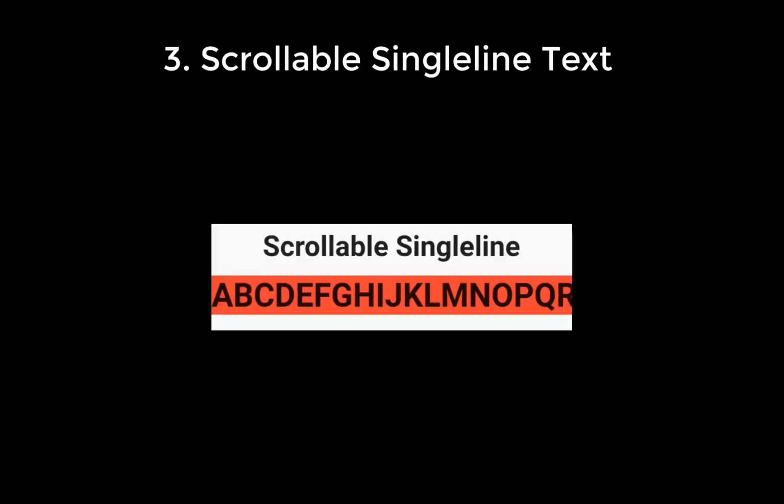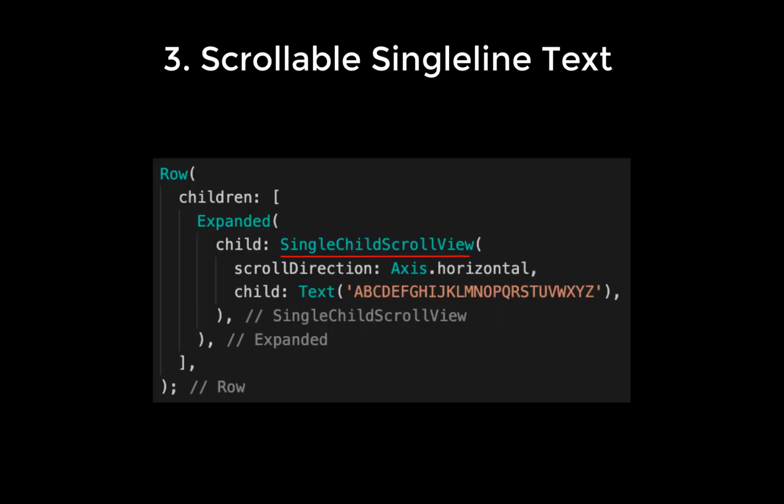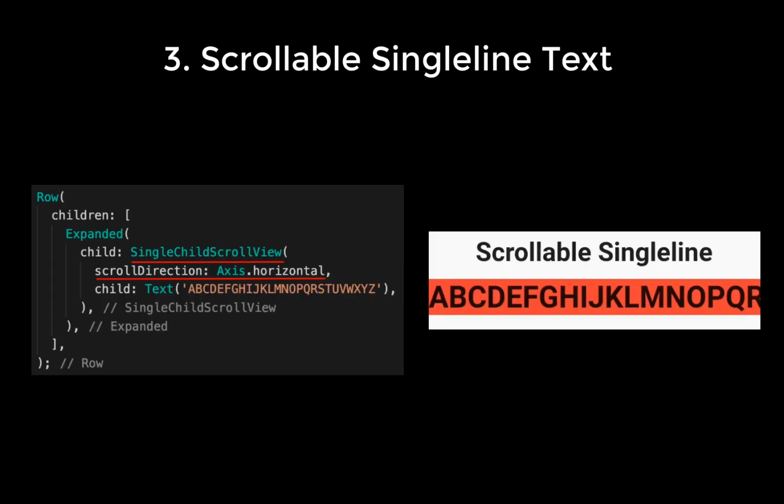Thirdly, you can also display the text as a scrollable single line so that any text length can be displayed within 1 single line. Therefore, wrap your text widget inside of a single child scroll view and set the scroll direction to horizontal. With this, you can scroll horizontally to see the whole text that couldn't be displayed within the available width of the row widget.